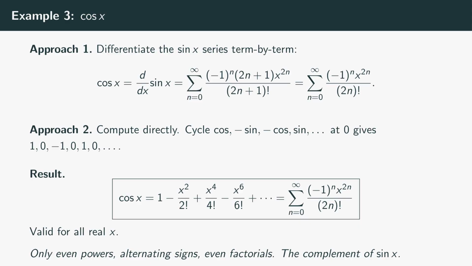Third example: Maclaurin series of cosine x. Two ways to derive it. The slick way: just differentiate the sine series term by term. Cosine x equals the derivative with respect to x of sine x. Take the series for sine x, differentiate every term.